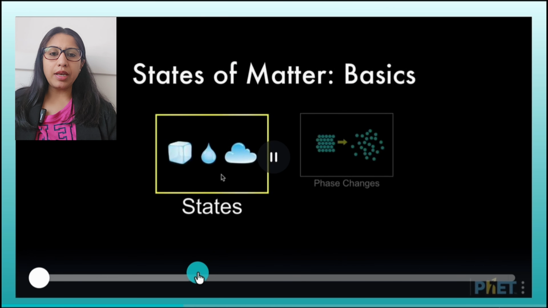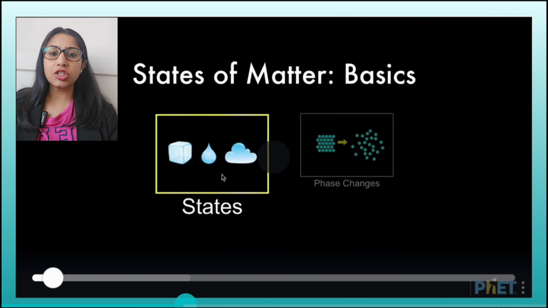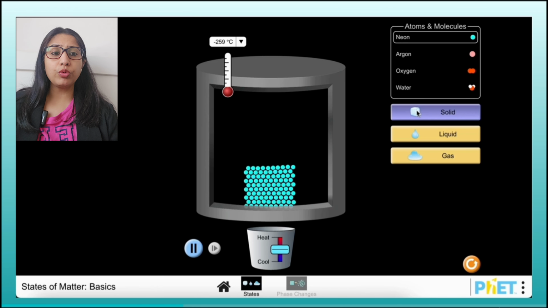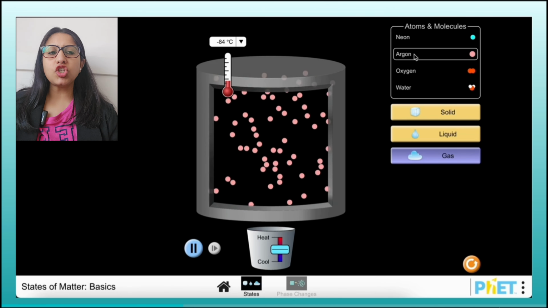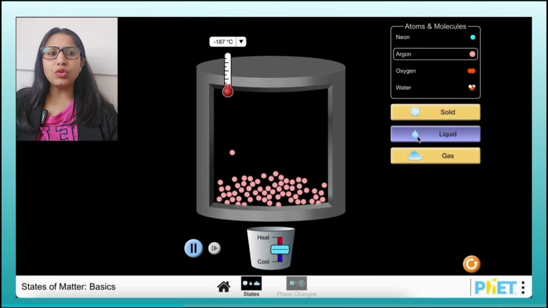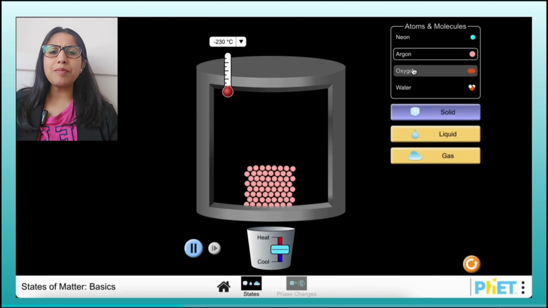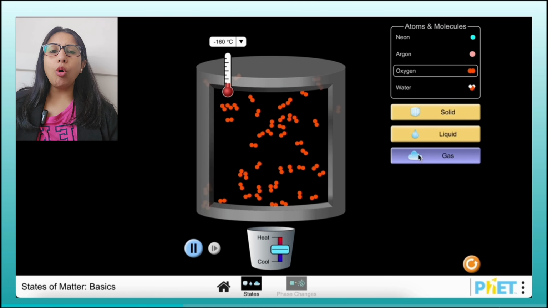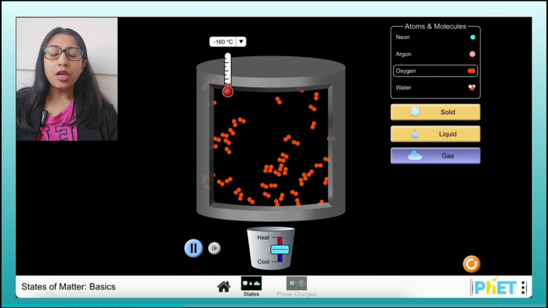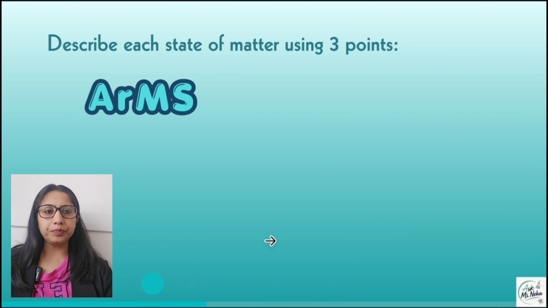Let's watch this PhET simulation. It's a free website and the link is in the description. I highly recommend you go through it and watch it. In this, we have shown how the particle arrangement varies when we change the state. For each state, you see the particles are the same. They are the same color, same size, same shape. Then what is changing? Well, only their arrangement is changing. The way the particles are moving is changing. Let's look into it further.